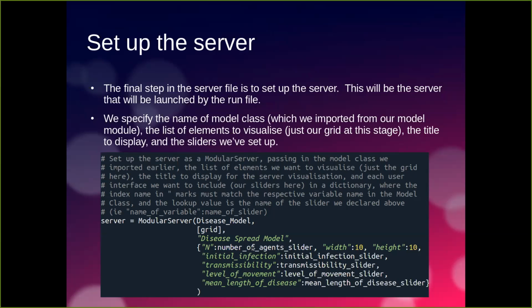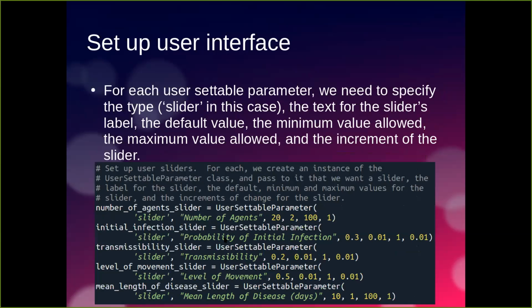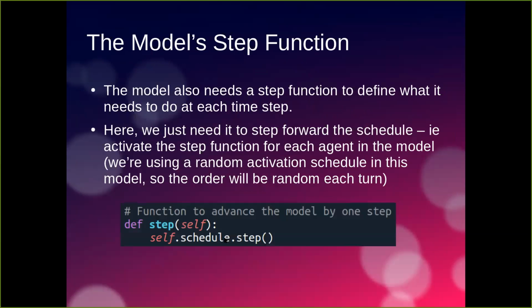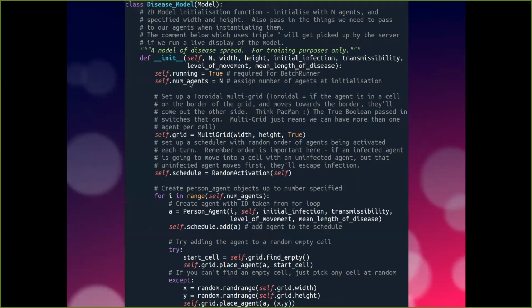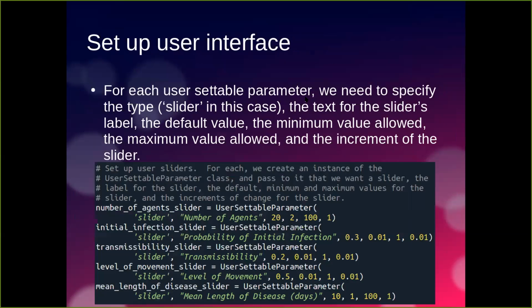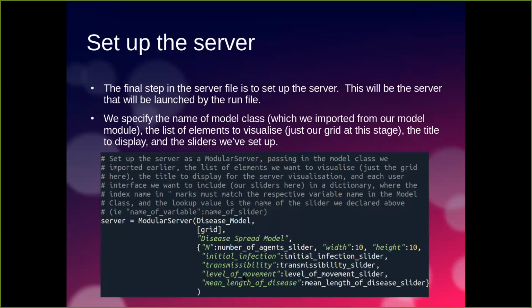Here is where we link those sliders to the variable values in the model that are being changed. So remember, if we go back to the model class, all the way back here, the number of agents, we pass that in as a value called n. Okay. So that's what I need to link this to.